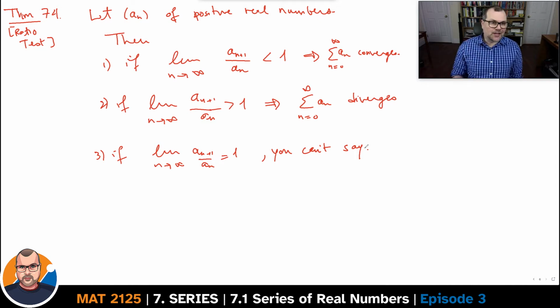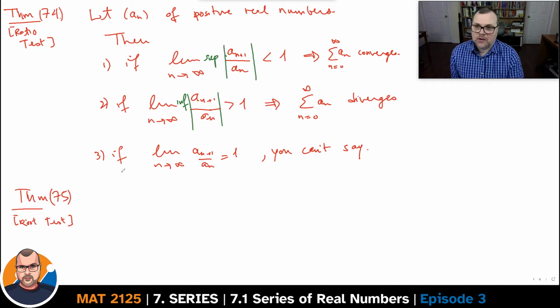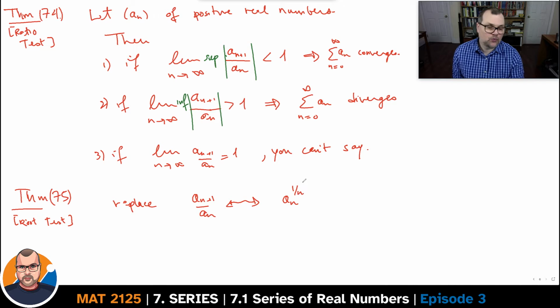This version of the test is a very strict version of the test, in the sense that there's another version that uses the limit superior and the limit inferior to say something about convergence or divergence of the series. I'm going to prove it just for the limit. It's the same sort of idea in both instances. The statement for the root test is the same. You just replace a_{n+1} over a_n by a_n to the power 1 over n.